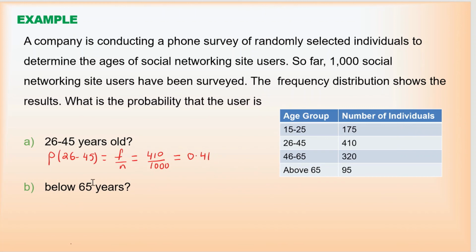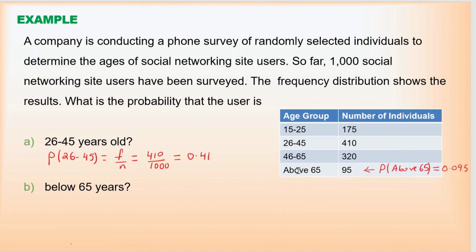Now the next one is we have to find the probability that the user is below 65 years. We have this one, above 65 years, 95. So the probability that the user is above 65 is 95 out of 1000, so 95 divided by 1000, or 0.095. But what we have to find is the probability that the selected user is below 65 years. Above 65 years is this.